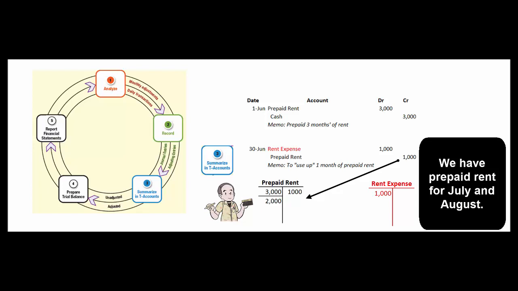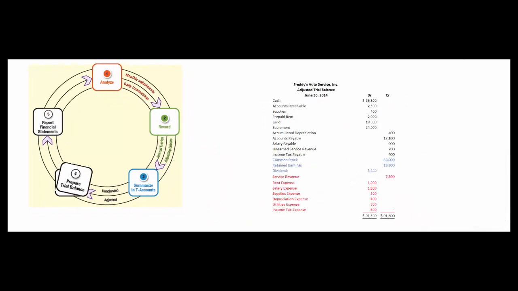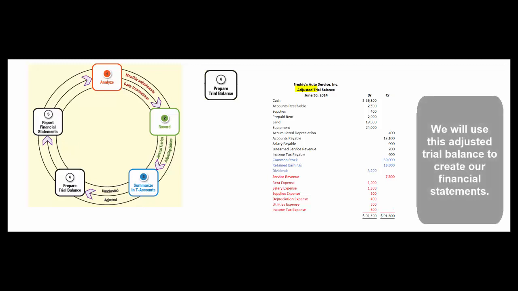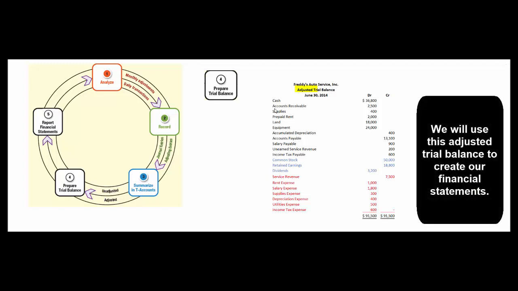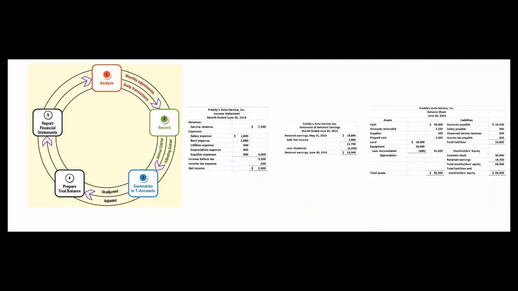So we make our adjusting journal entries. Now we prepare another trial balance, but this time it's called an adjusted trial balance because we've made the adjusting journal entries. It's really important that it be in the same order: assets, liabilities, equity, revenue, and expenses, because we're going to use these account balances to create our financial statements in the next step of the accounting cycle.